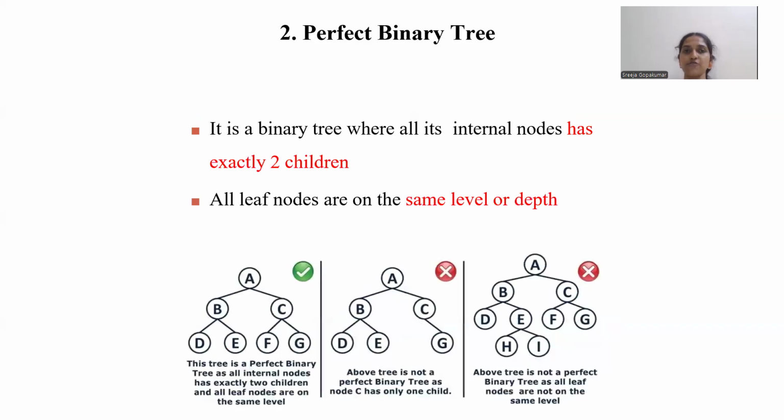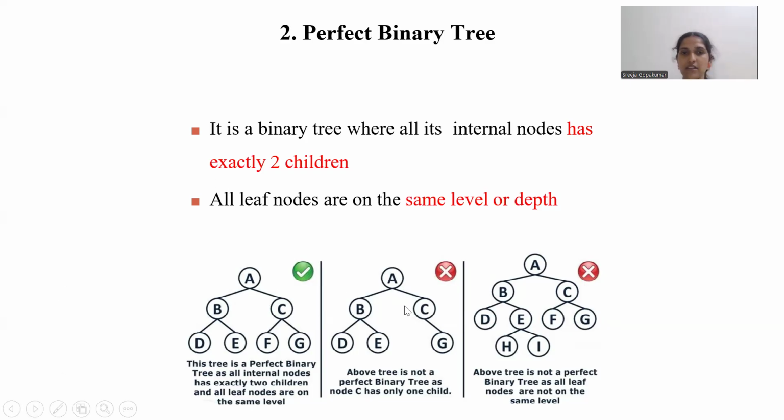The second type of tree is the perfect binary tree. In a perfect binary tree, all the internal nodes must have exactly 2 children, unlike the full or strict binary tree. And one more condition for a perfect binary tree is that all leaf nodes must be at the same level or depth. We can see the examples.